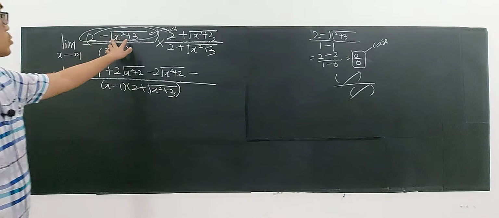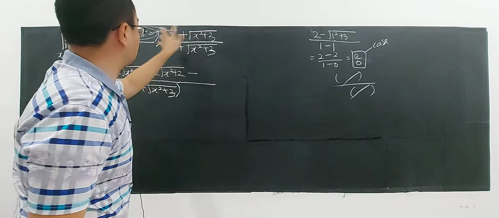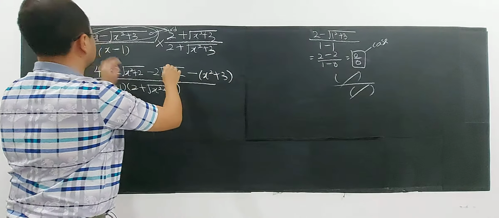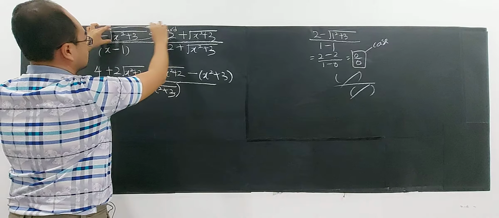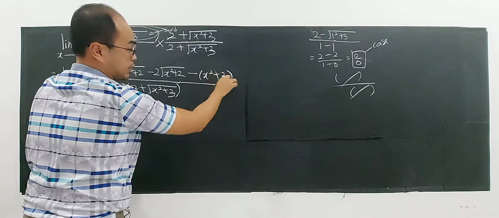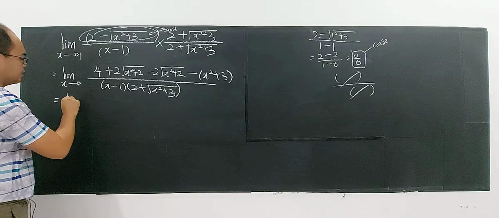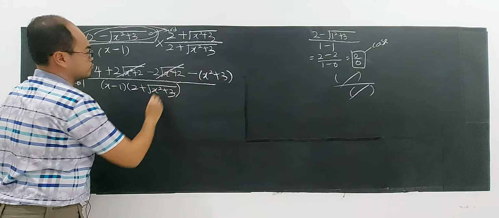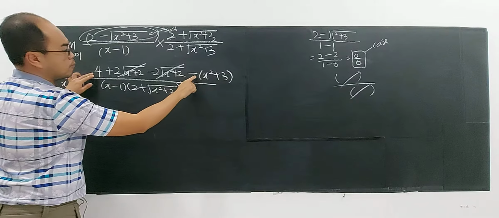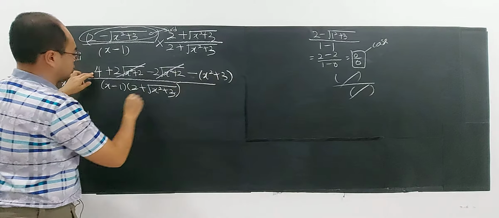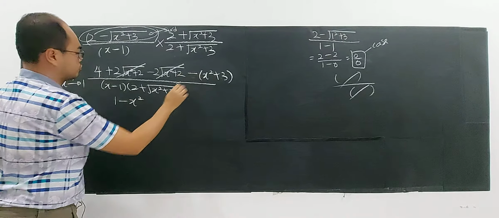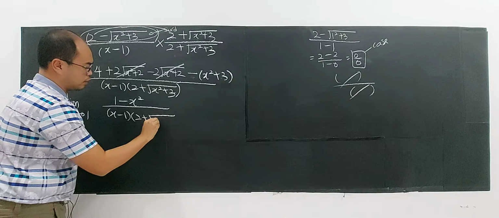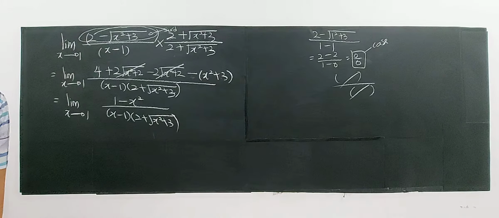So these two are the same thing. A squared, you will get negative a. Don't forget to put a negative. Negative, positive and negative, and this whole thing, when you multiply, you're getting x squared plus 3. So put a bracket here. Very important. So limit as x approaching 1, these two will eliminate off. So you will have 4 minus 3, you have 1 minus x to the power of 2, over x minus 1 times 2 plus square root of x squared plus 3.